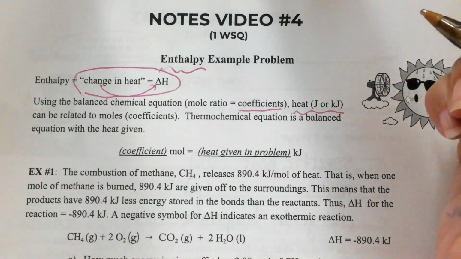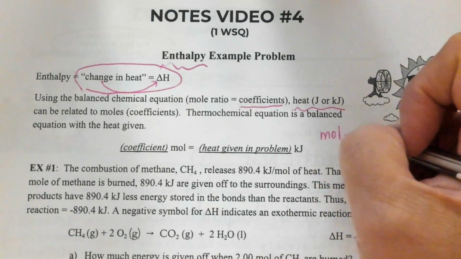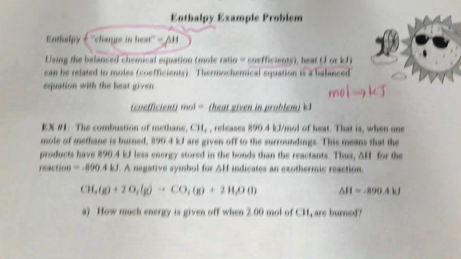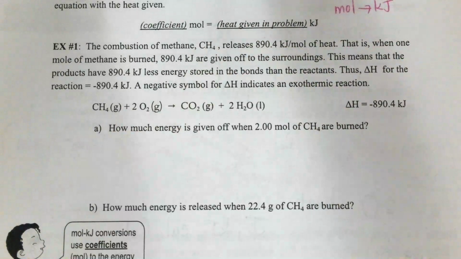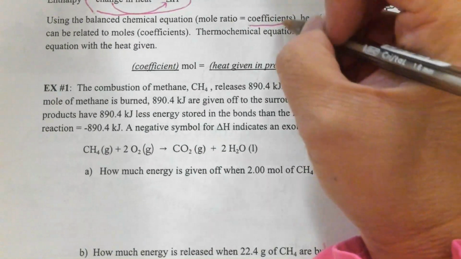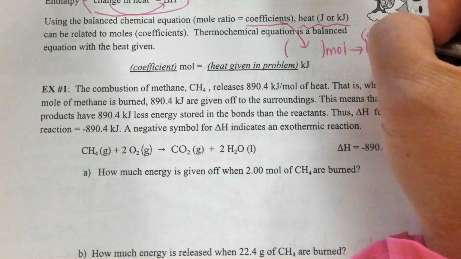Now heat is related to moles, and I call it molekj's. So when you're going from moles to kilojoules or kilojoules to moles, I call them molekj's. For some reason, that makes me think of Michael Jackson. I don't know, it's not really that similar, but it works for me. A molekj. So I'm using coefficients, and I know the only place I can put the coefficients is for the mole, and then my energy will be given to me.